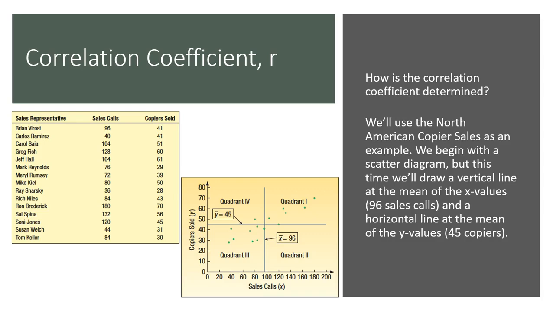So going back to our sales data, drawing lines through the center of the data establishes our quadrants. And so these two variables would be positively related when the number of copiers sold is above the mean and the number of sales calls is also above the mean. Those points would end up being in quadrant 1. When the number of sales calls is less than the mean, so would be the number of copiers sold, and those points would end up appearing in quadrant 3.